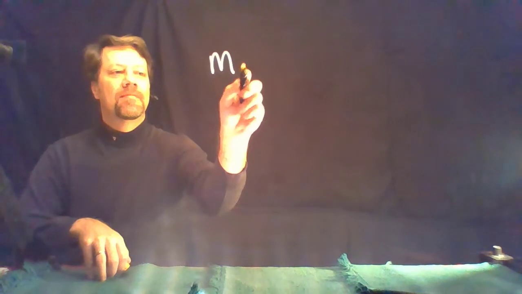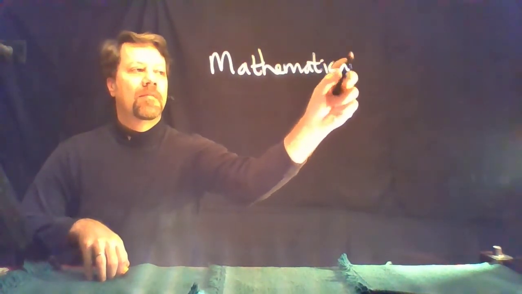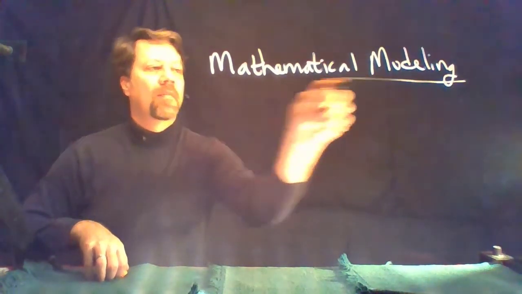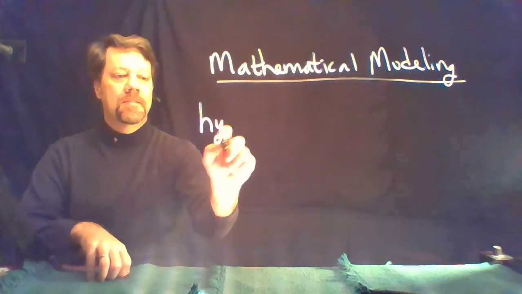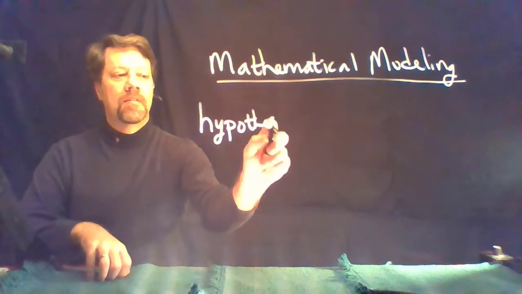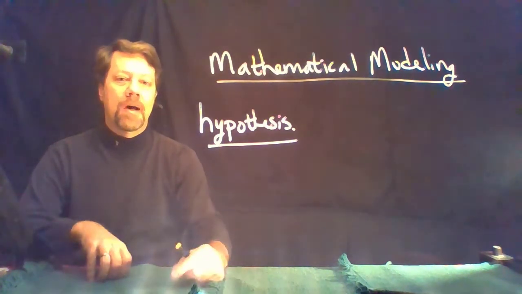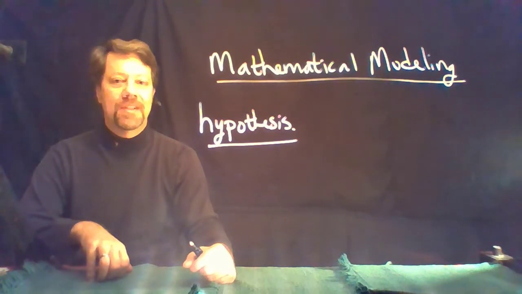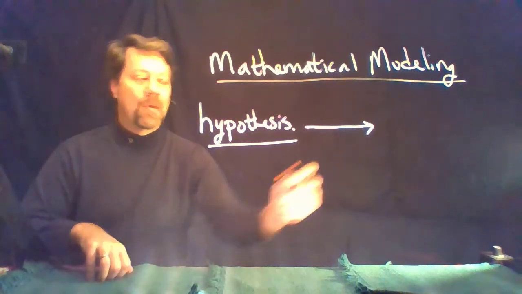Today we're going to talk about mathematical modeling. Mathematical modeling begins with making a hypothesis. For example, in a simple population growth model, we might assume that the rate of growth of a population is proportional to the population size. From there, we make a mathematical model.